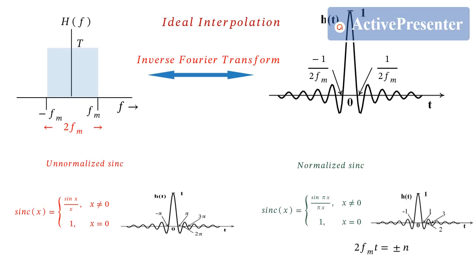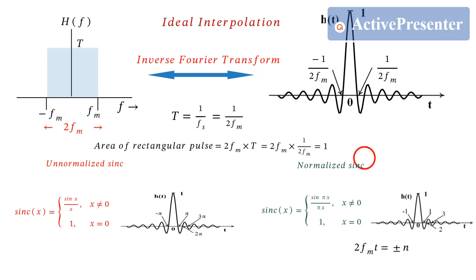The difference between the two definitions is that in the normalized sinc function, the parameter on the x-axis is normalized by pi. The height of the sinc pulse, that is the value of h(t) at t equal to 0, is given by the area under H(f). If you recall, T is the sampling duration and is the inverse of the sampling frequency Fs. The sampling rate is considered to be the Nyquist sampling rate, so the sampling frequency is twice the maximum frequency. Substituting this value of T gives the height of the sinc pulse as 1.